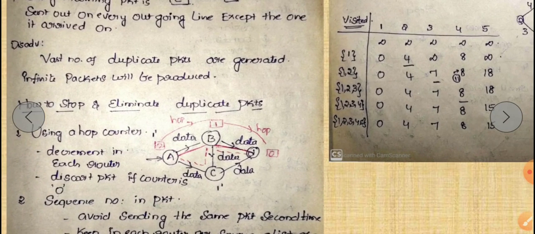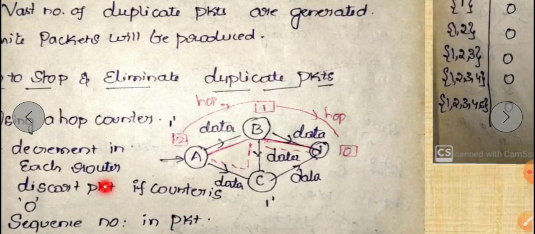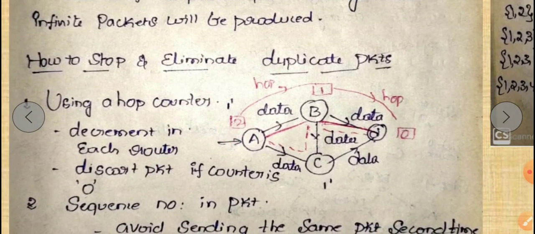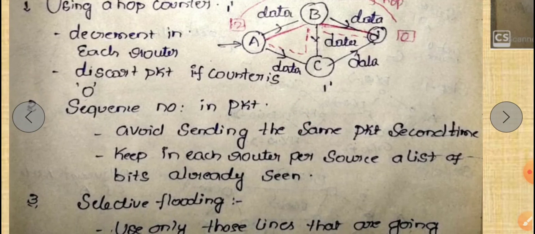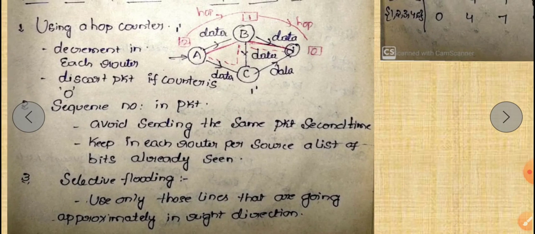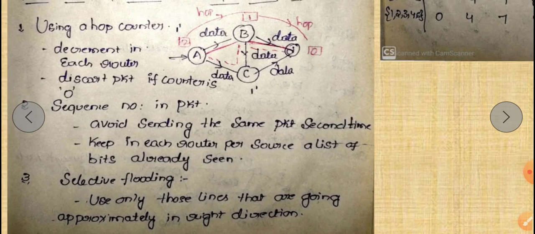So by using this hop counter also, we can eliminate the duplicate packet. So how? Using a hop counter, decrement in each router, discard a packet if the counter is 0. If the counter is 0, the packet will be discarded, right? And sequence number, here one more method is also there. We can give a sequence number for each and every packet.